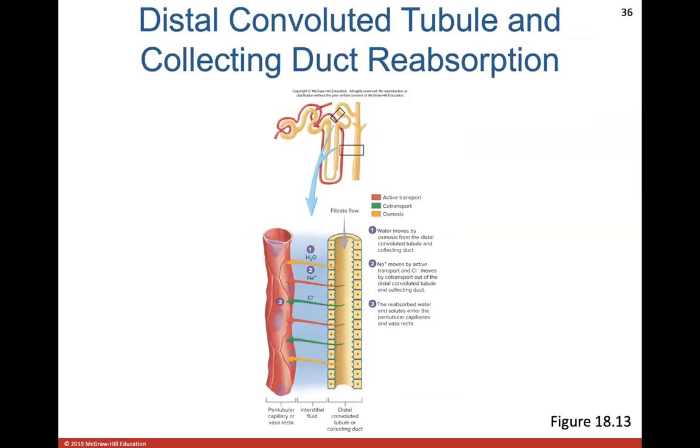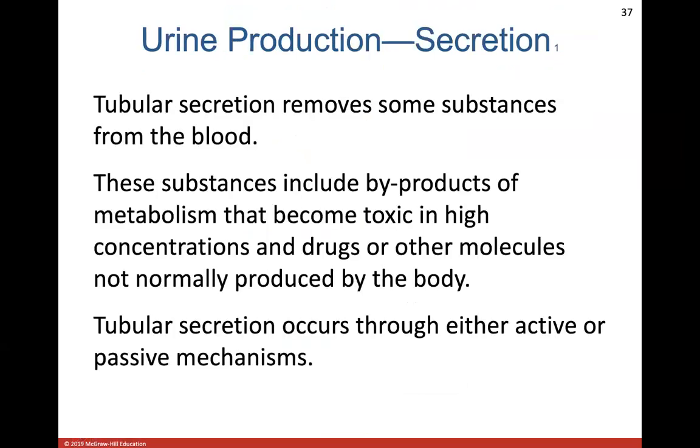The distal convoluted tubule and collecting duct reabsorption, again, so in the distal convoluted tubule and collecting duct, water and solutes can be absorbed, but again, most of this is under control by different hormones. So urine production then, the idea of secreting the urine, tubular secretion will remove some substances from the blood, and these substances are usually byproducts of metabolism that become toxic in high concentration, or other drugs and molecules that are not normally produced by the body.